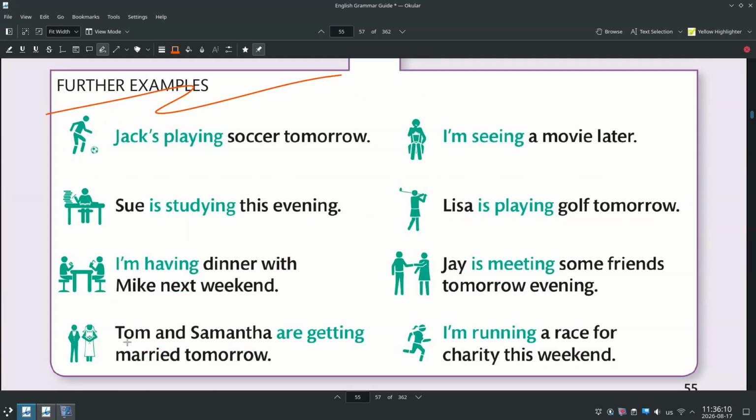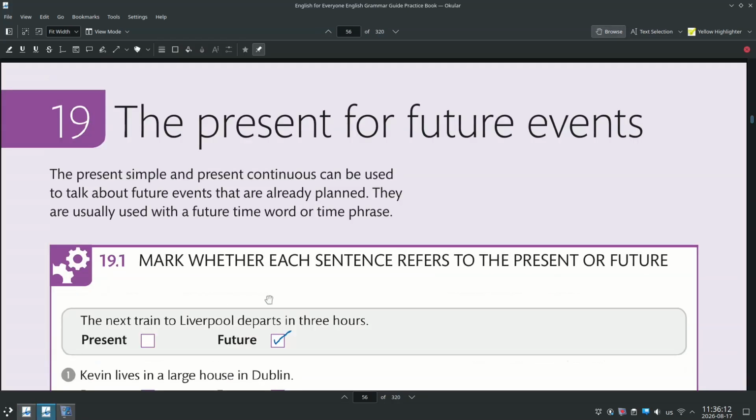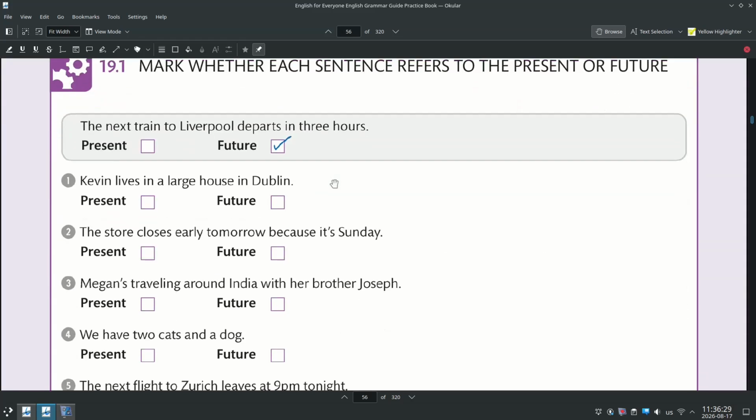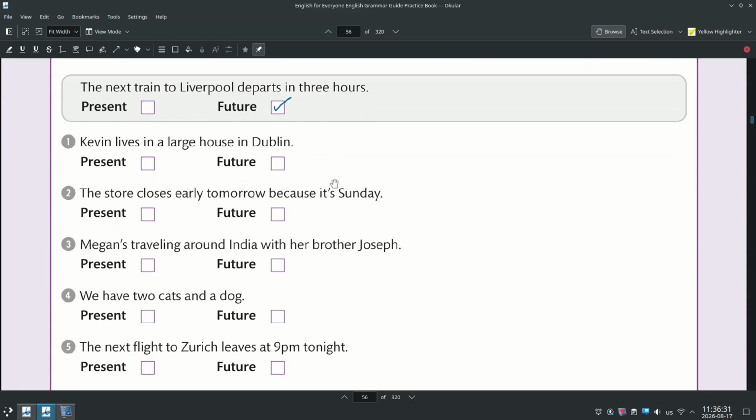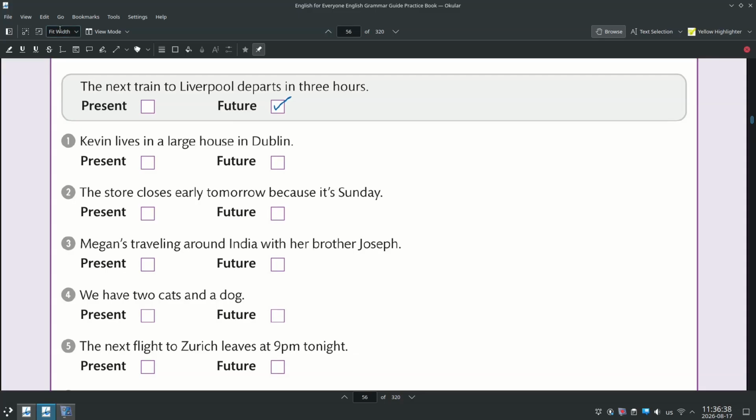Well done. Now let's have some practice. The present for future events. The present simple and present continuous can be used to talk about future events that are already planned. They are usually used with a future time word or time phrase. Let's look at our examples. The next train to Liverpool departs in 3 hours. We are talking about future.